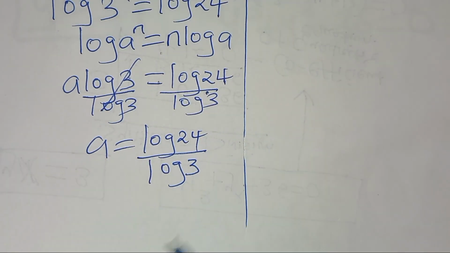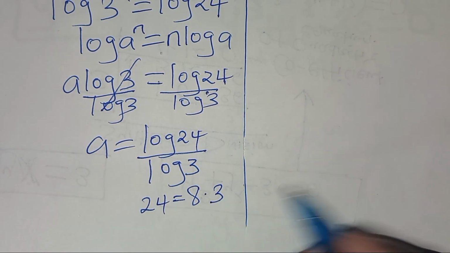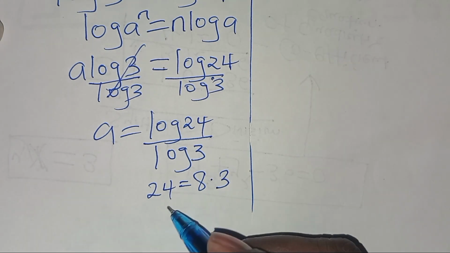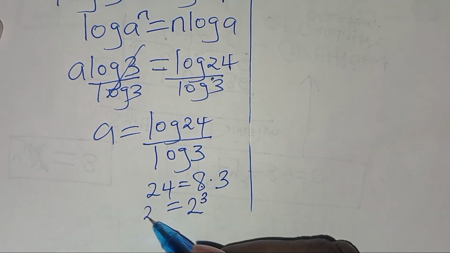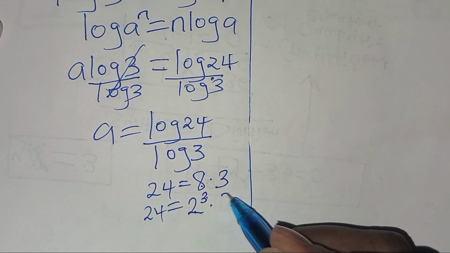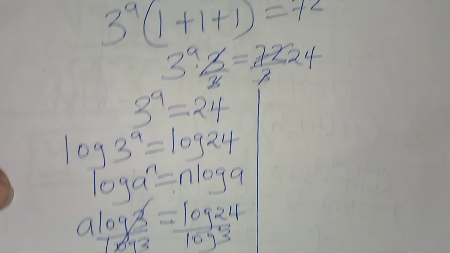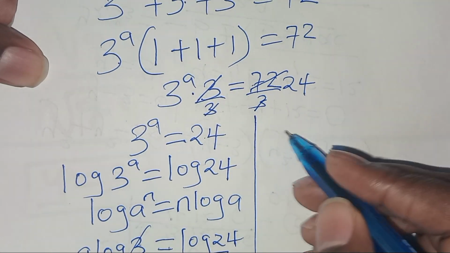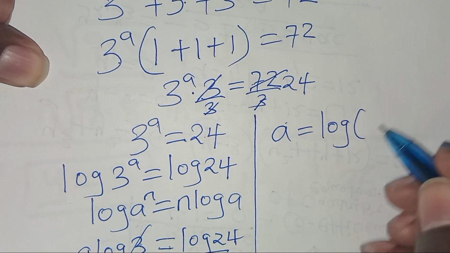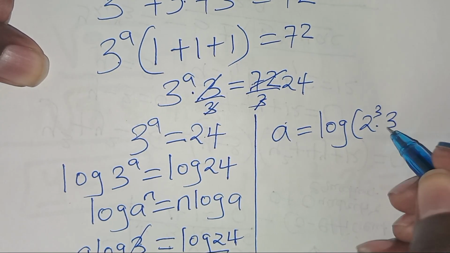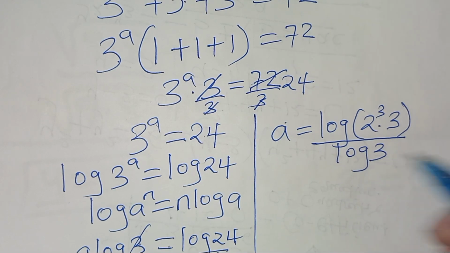So let us express 24 basically as 8 multiplied by 3. And this means that we can express 8 as 2 to power 3. Okay, so 24 can be expressed as 2 to power 3 times 3. So substituting this means that we'll have a is equal to log 2 to power 3 multiplied by 3 divided by log 3.